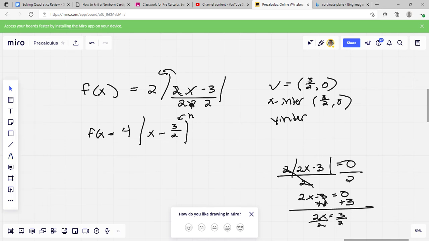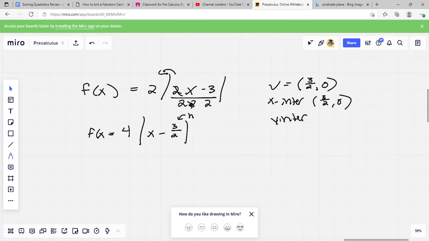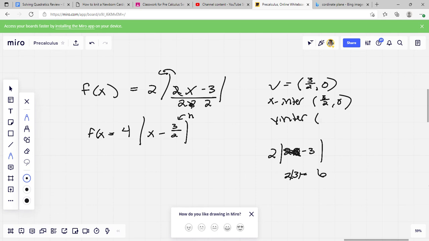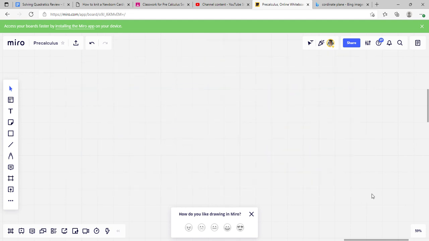Next, we're going to find our y-intercept, and all you do for that is plug 0 in where the x is. So to do that, I'm going to say 2 times the absolute value of 2x minus 3, but x is really 0. 2 times 0 is 0. Absolute value of negative 3 would be 3, times 2 equals 6. So my y-intercept: x is 0, y is 6. So it crosses the y-axis at 6. Alright, there's how you solve one without graphing it. Try another one.